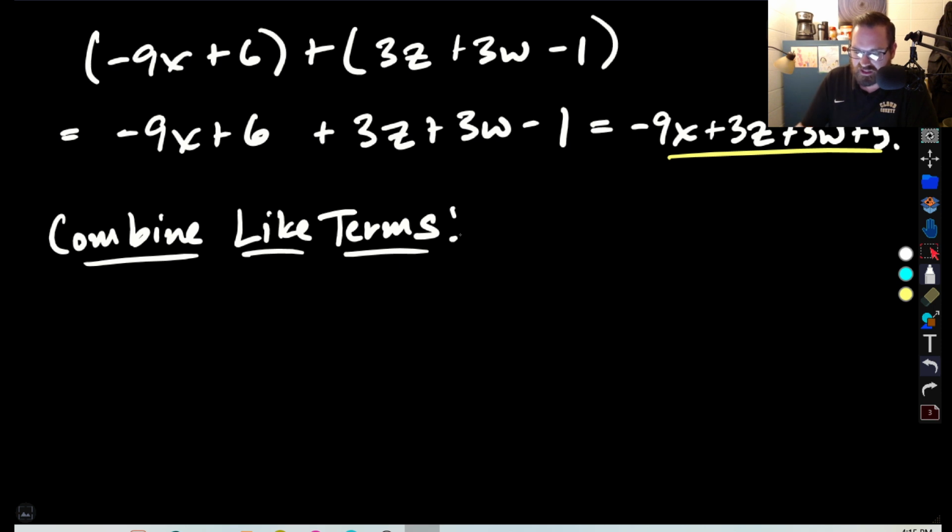And the goal here is to try to match everything up as best as we can, all the variables, all the exponents. And then all we do is we just add the coefficients together. So this is question 23.